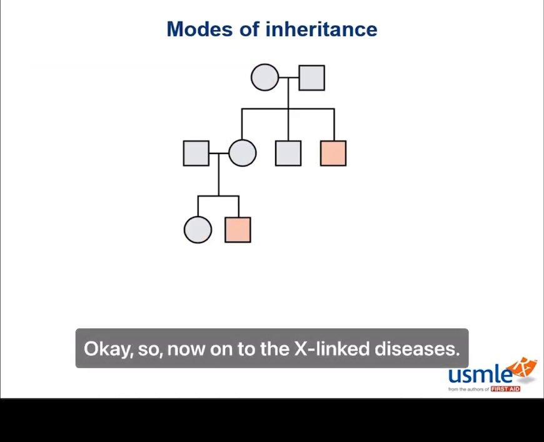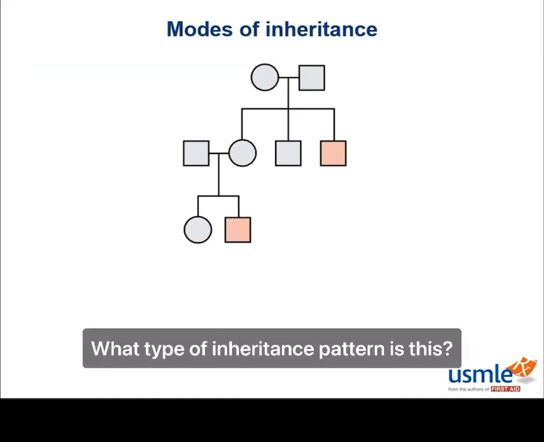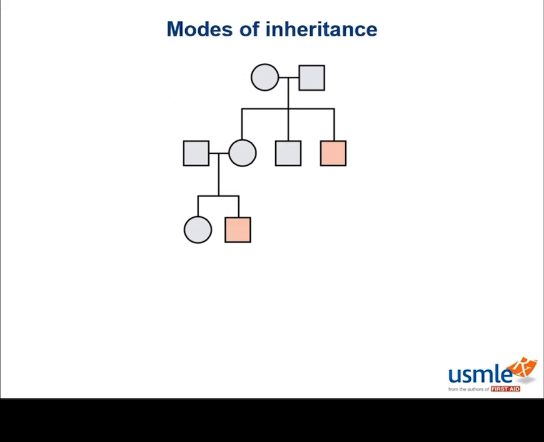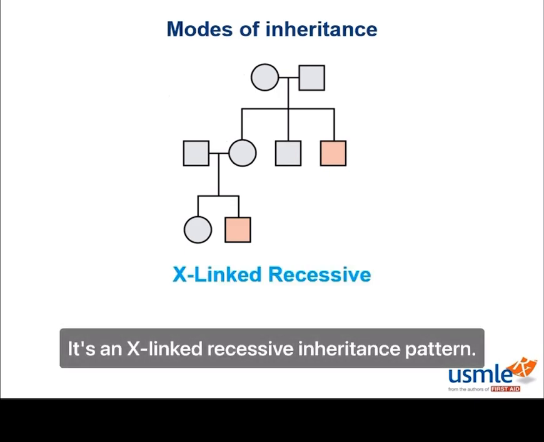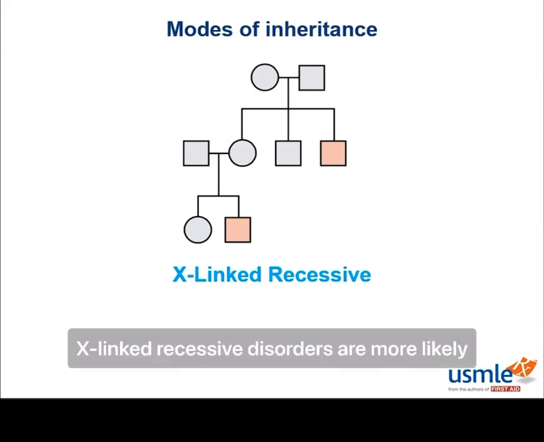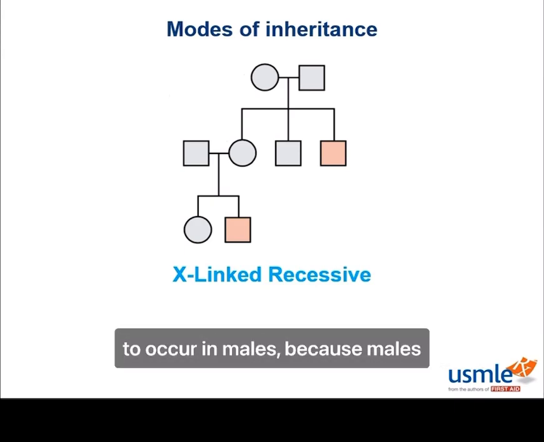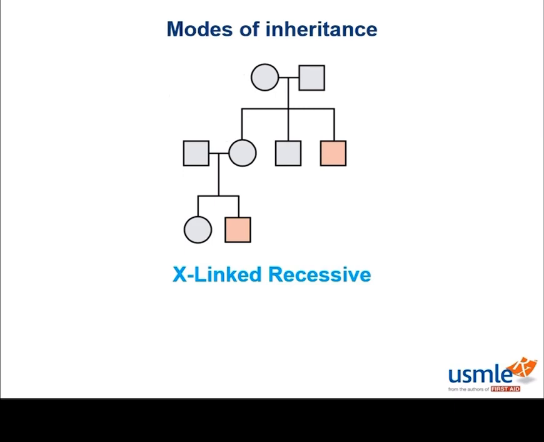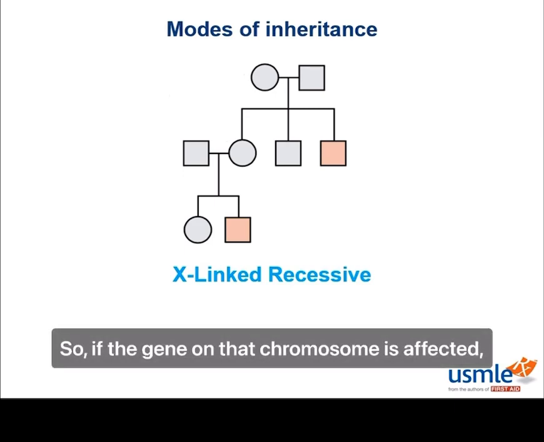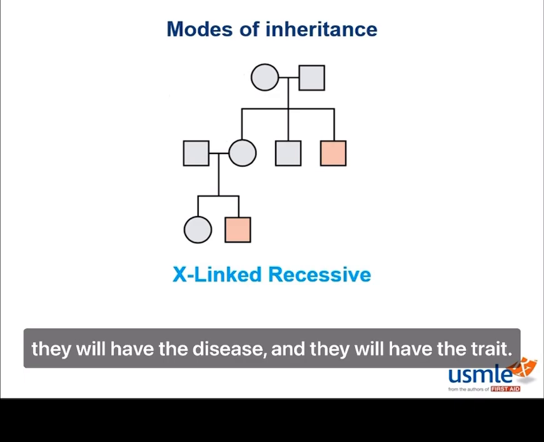Okay, so now on to the X-linked diseases. What type of inheritance pattern is this? It's an X-linked recessive inheritance pattern. X-linked recessive disorders are more likely to occur in males because males only have one X chromosome. So if the gene on that chromosome is affected, they will have the disease and they will have the trait.